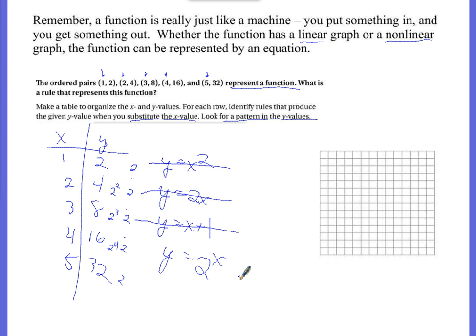So looking at the x to get to y didn't work for us. So then we looked for a pattern in the y. And once we found that pattern in the y, we just had to think for a second, how can we get there? And it's this. 2 times 2 times 2 times however many 2's multiplied times each other. That means 2 to the x power. Another exponential function. So let's graph it.